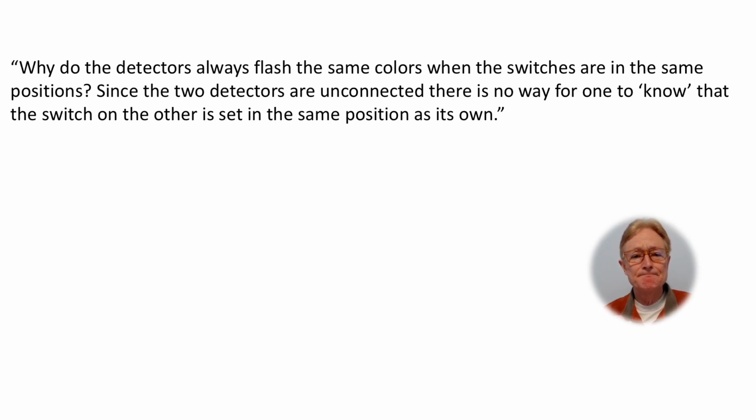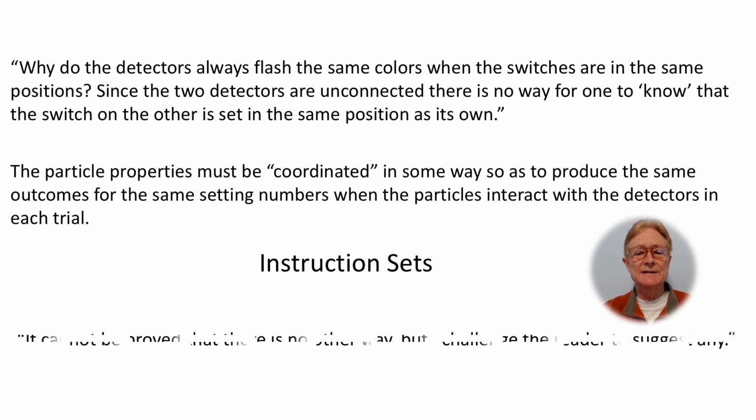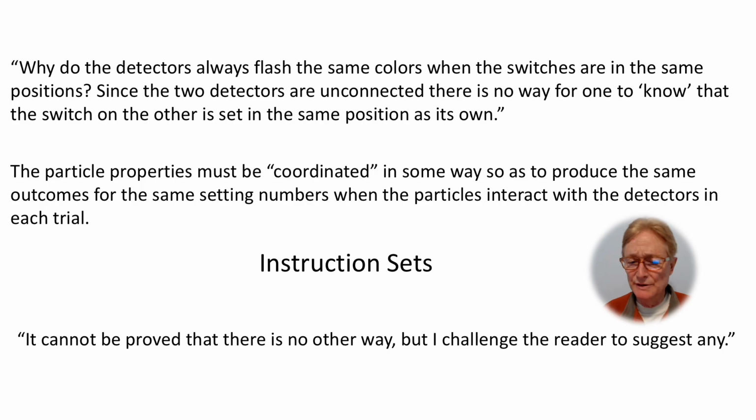Let's start with fact 1 about case A. Mermin writes, "Why do the detectors always flash the same colors when the switches are in the same positions? Since the two detectors are unconnected, there is no way for one to know that the switch on the other is set in the same position as its own. The particle properties must be coordinated in some way so as to produce the same outcomes for the same setting numbers when the particles interact with the detectors in each trial." Mermin calls these hidden deterministic particle properties instruction sets and writes, "It cannot be proved that there is no other way, but I challenge the reader to suggest any."